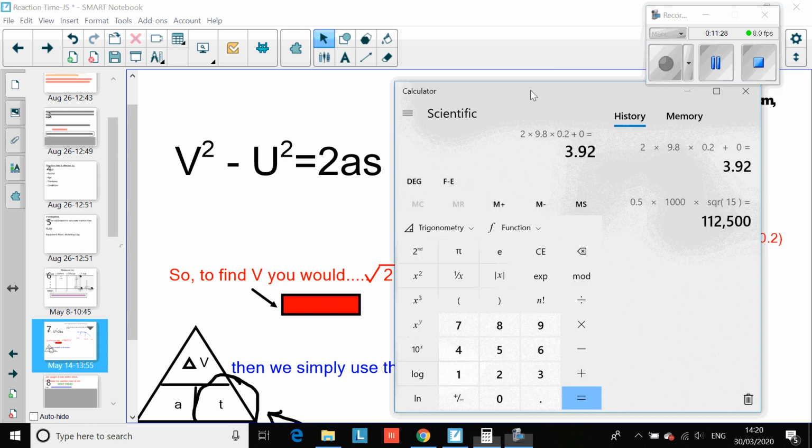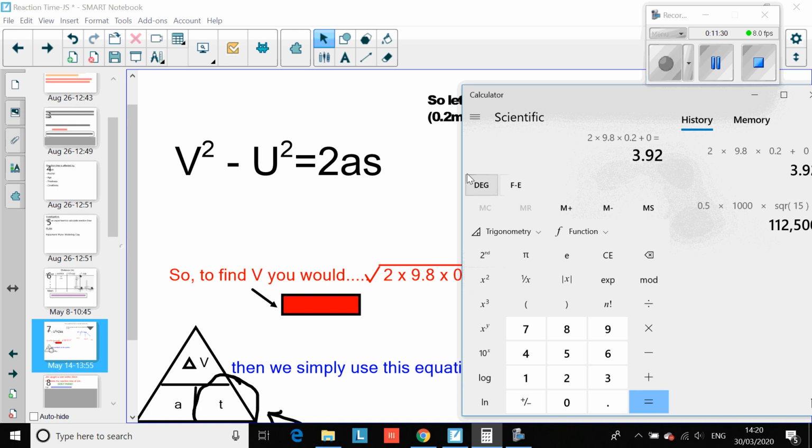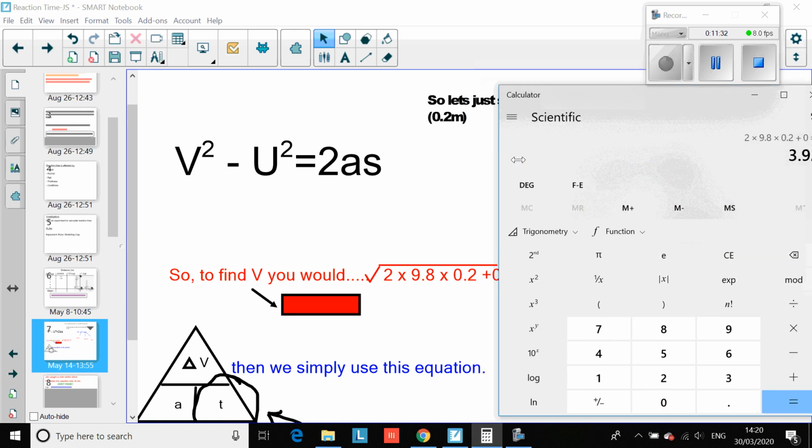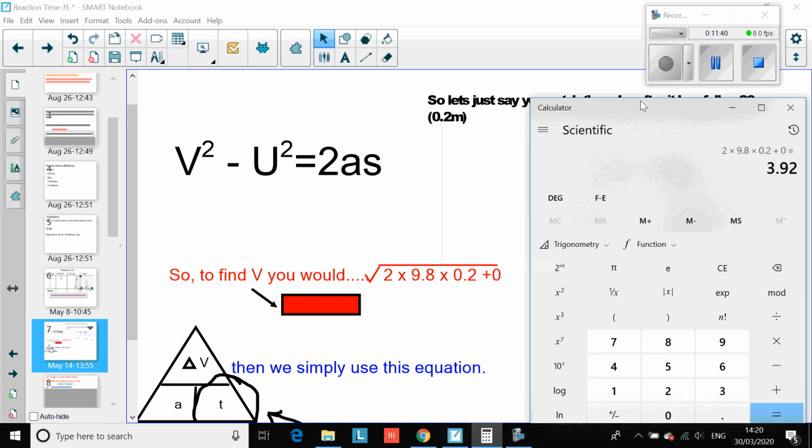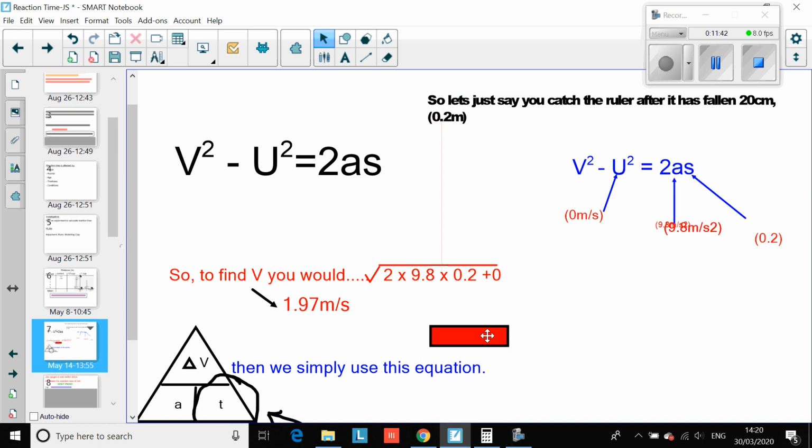So you need to find the square root button on your calculator. Okay, a little embarrassing. I seem to have deleted the square root button on my calculator. I'm just going to do it on my one at home. So the square root of 3.92 is 1.97. So the velocity is 1.97 meters per second. So that is basically how fast the ruler was falling as you caught it, if it traveled 20 centimeters.